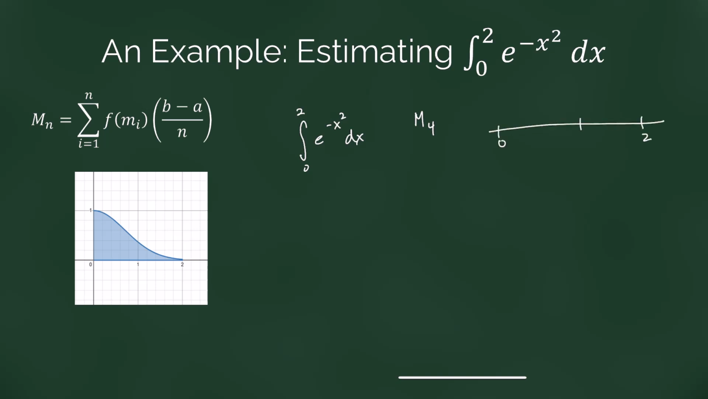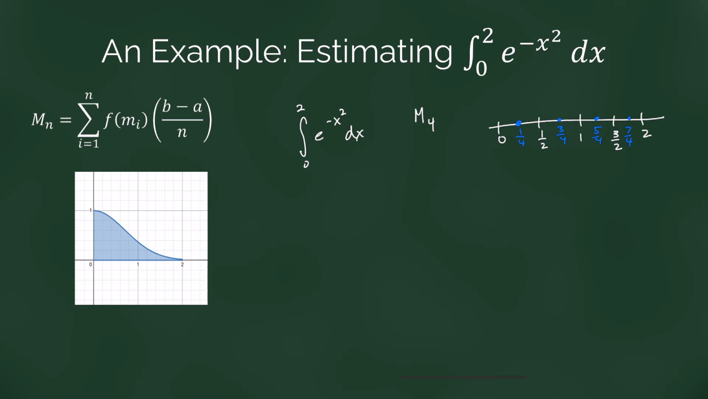If we split 0 to 2 up into 4 regions, we can see that those regions go from 0 to 1/2, from 1/2 to 1, from 1 to 3/2, and from 3/2 to 2. We can then also see that the midpoints of those regions are going to fall at 1/4, 3/4, 5/4, and 7/4. So those are our m sub i's.